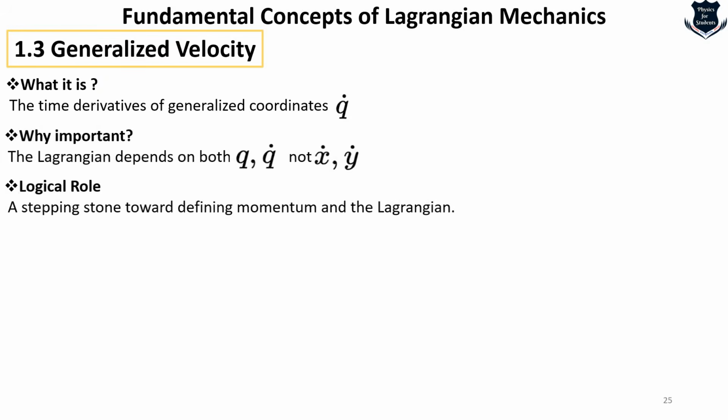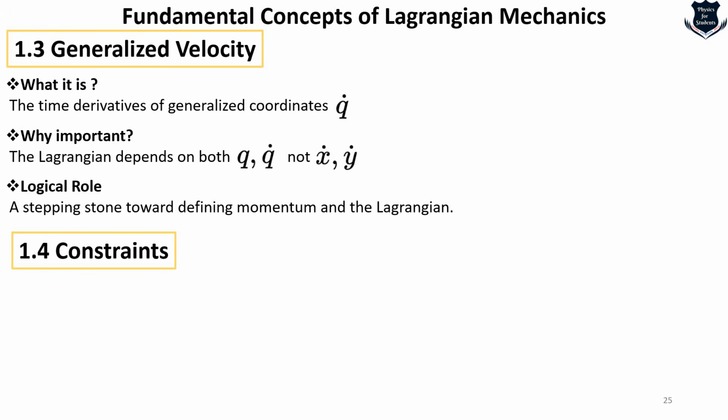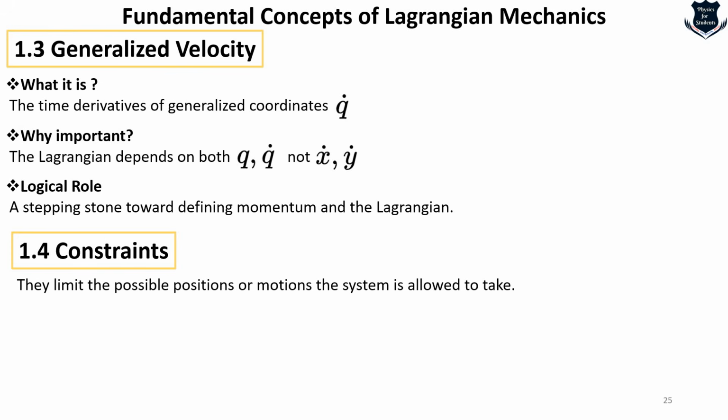Here, the time derivatives and the Lagrangian depends on this, and it is a stepping stone for learning the Lagrangian further. The book then explains a very important concept which is called constraints. Constraints mean what? It is a kind of a limit that a system can take.